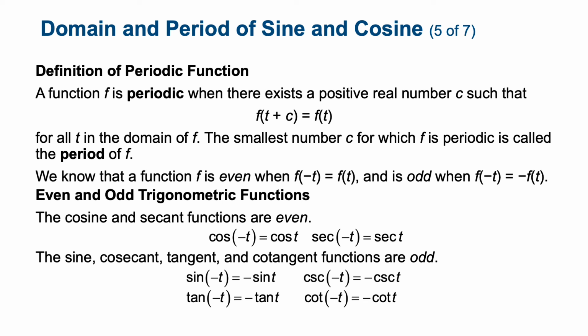Remember from the past, we know that a function is even when f of negative t is f of t, and it's odd when f of negative t is equal to the negative of f of t. So some trig functions are odd and some are even. The cosine and secant functions are even because if I plug in a negative t, I get the function back. And sine, cosecant, tangent, and cotangent are all odd functions.